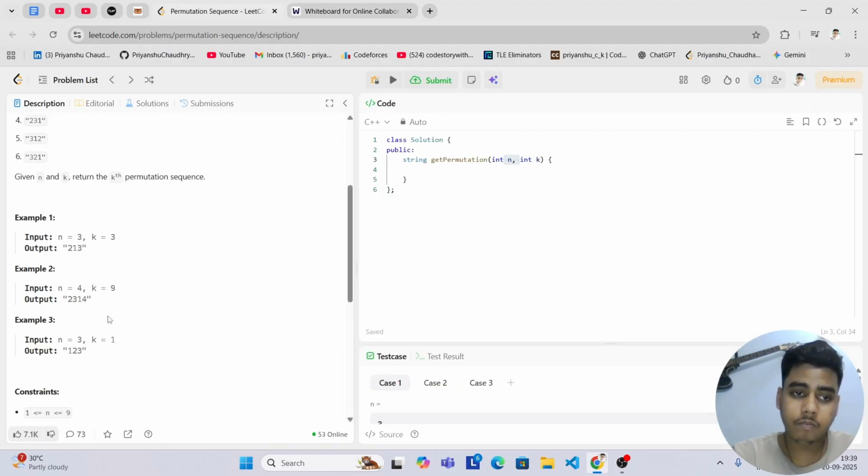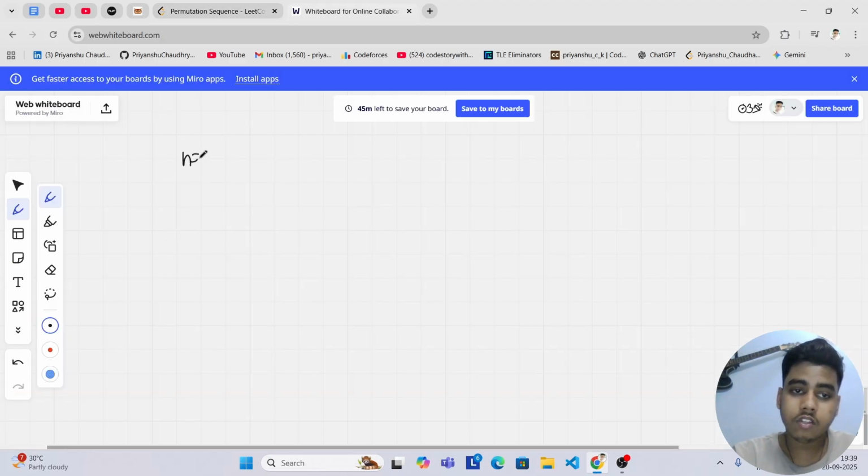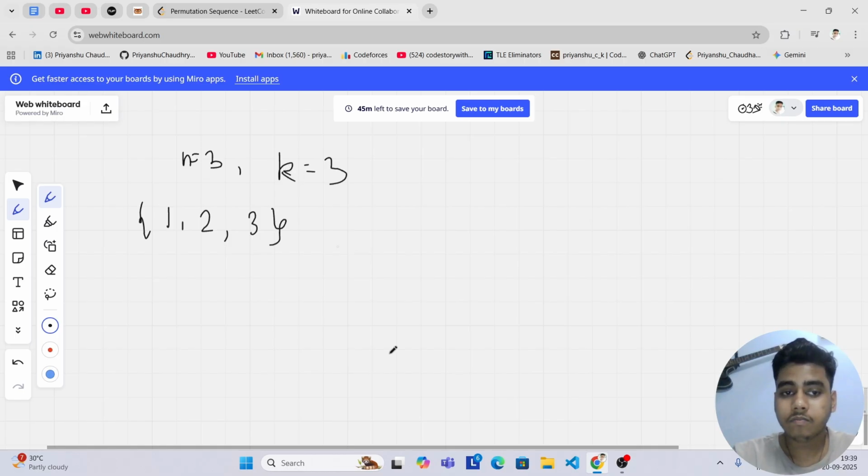We have to do something else. We know we have to return the kth permutation sequence, and all the permutations will be in sorted order. So if I take example 1, n equals 3 and k equals 3 are given. What is the first permutation? We can write 1 2 3, and we have to return the third.